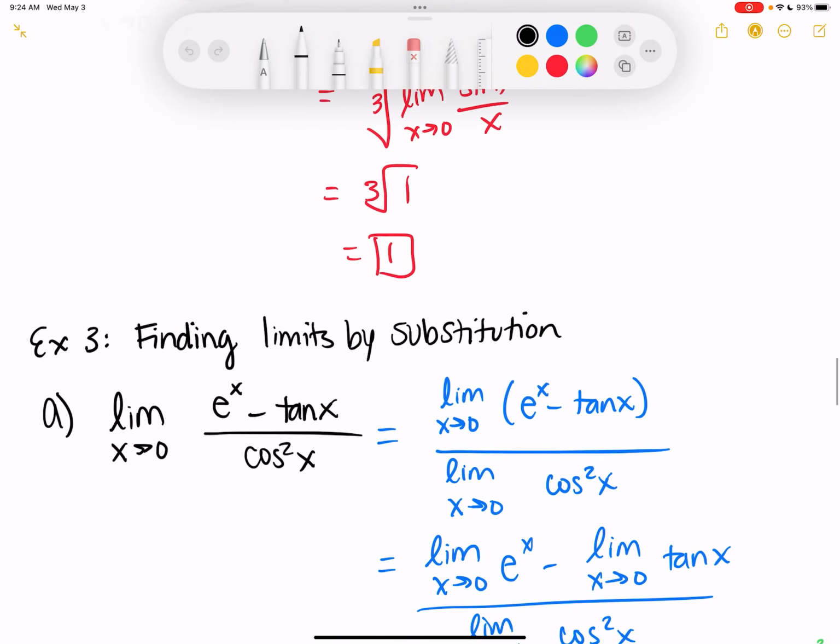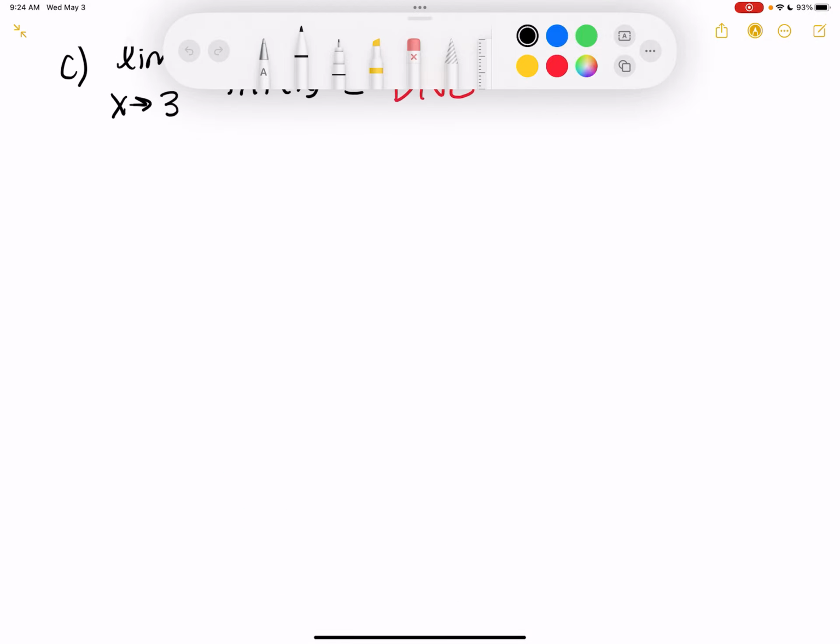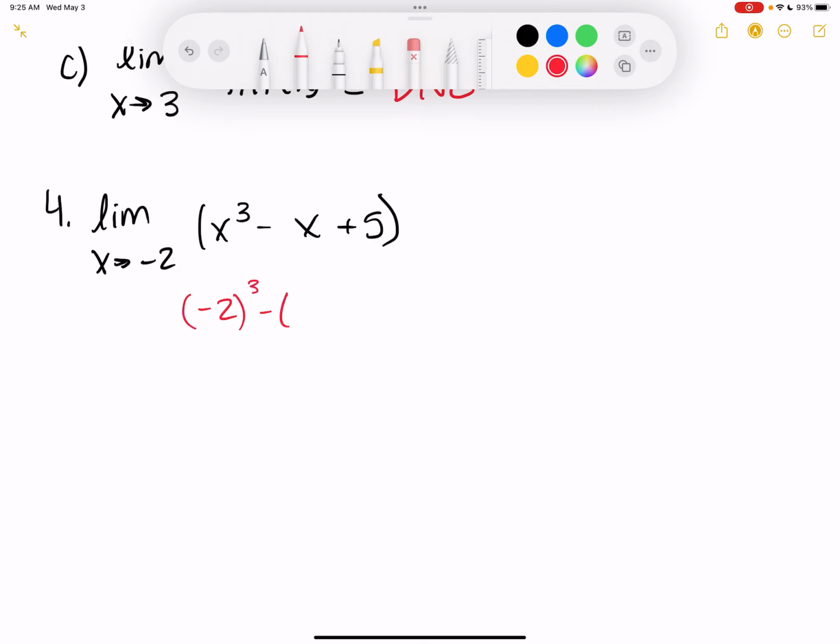All right, we are finding the limit by direct substitution first. Gracious, we did a lot yesterday. Number 4 says the limit as x approaches -2 of x cubed minus x plus 5. Direct substitution means we just plug it in. So -2 cubed minus -2 plus 5 is equal to what?